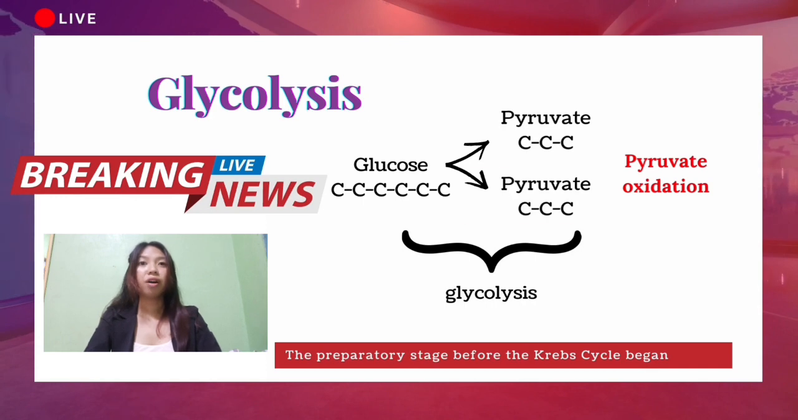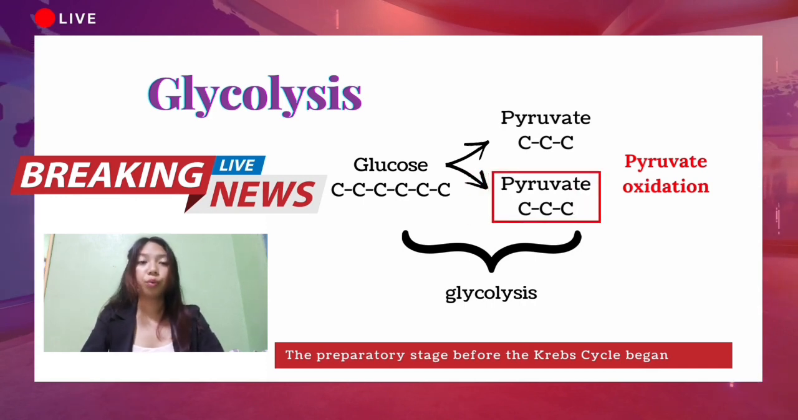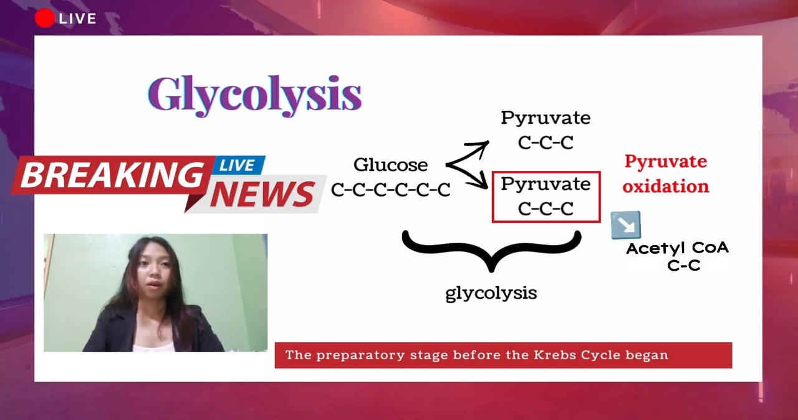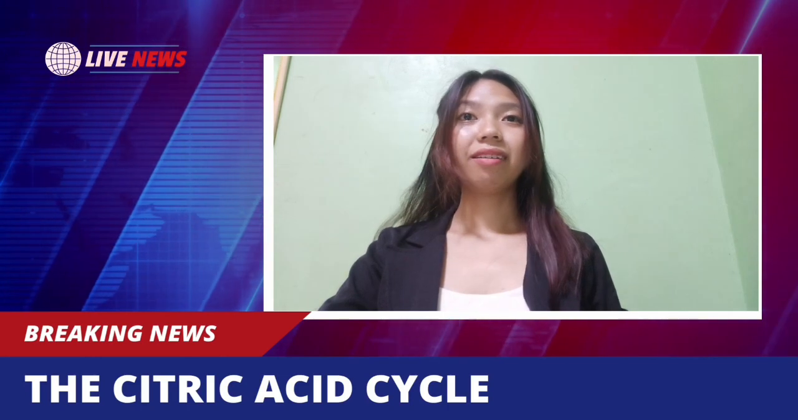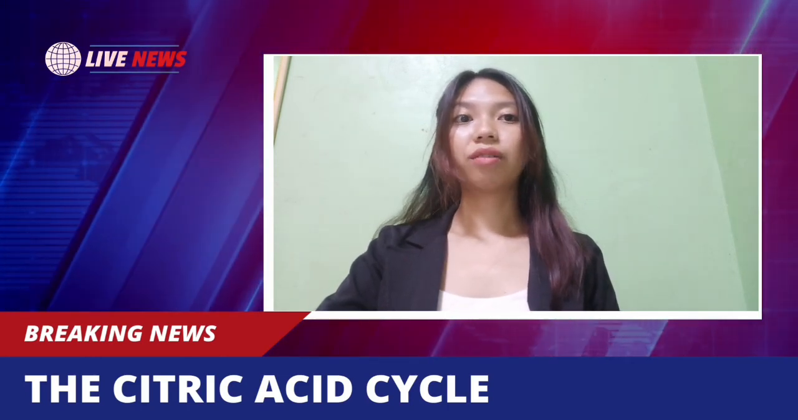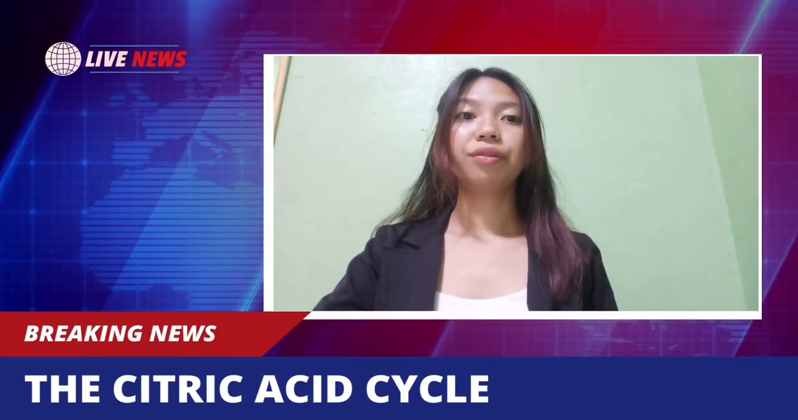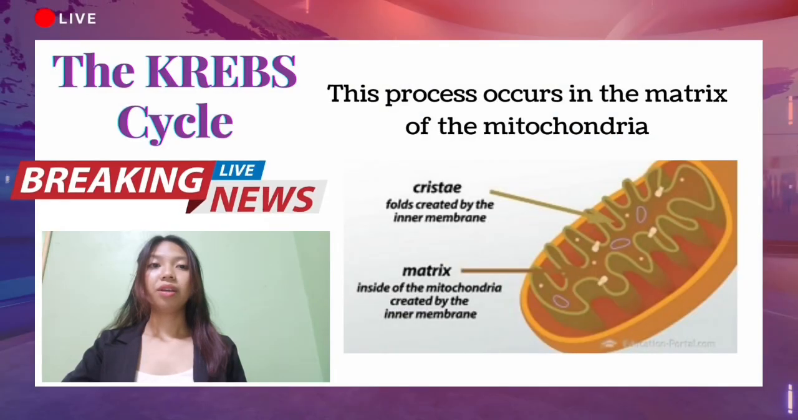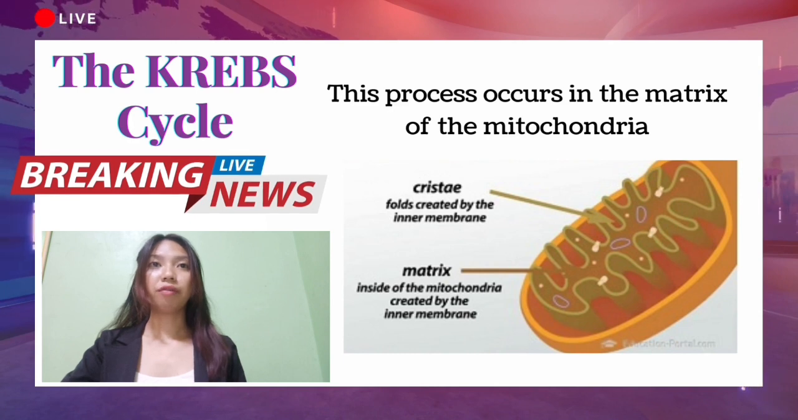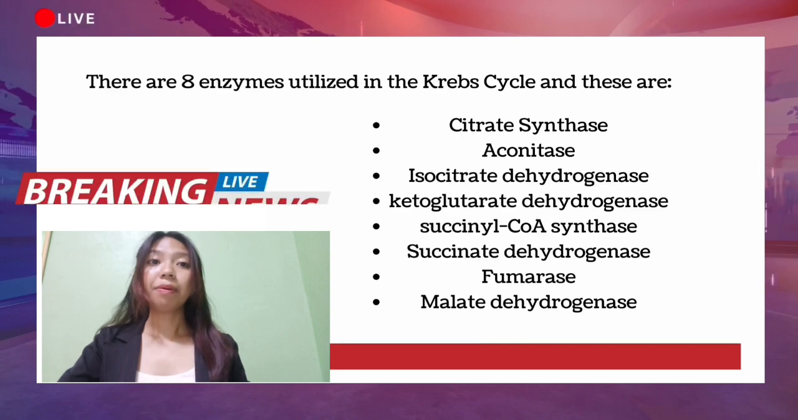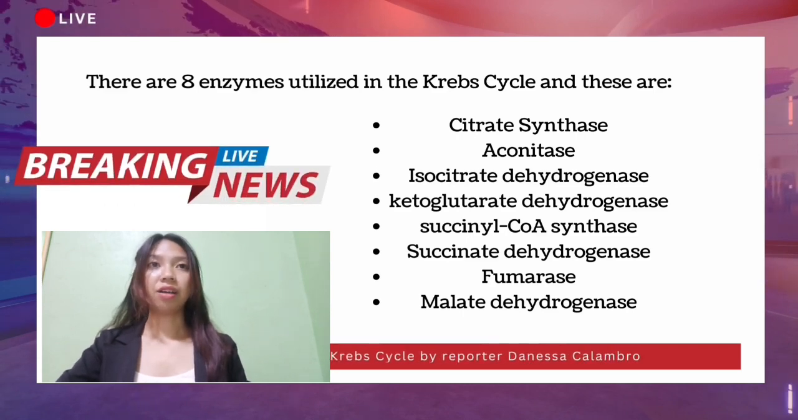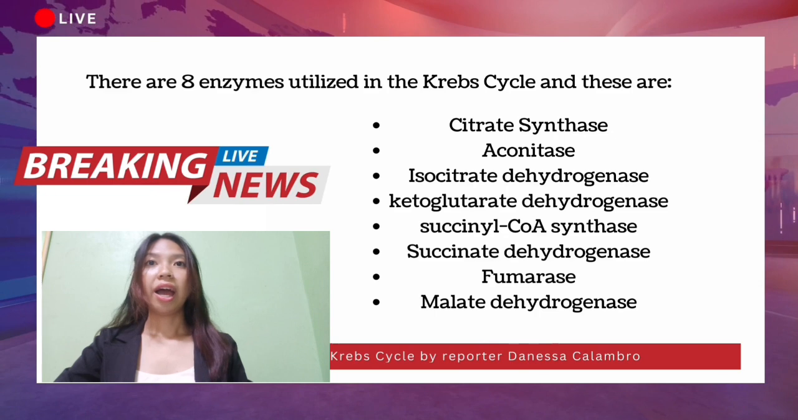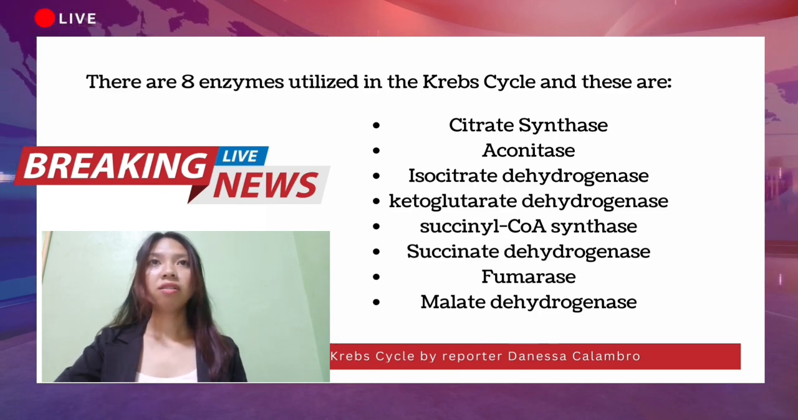It cleaves off one of the carbons, and so now we will have 2 carbons left, which will be the acetyl-CoA. Going back, the citric acid cycle, which is also called the Krebs cycle, was named after the one who discovered it, biochemist Hans Krebs. So this cycle happens in the innermost part of the mitochondria, which is the matrix. Everything that happens in this cycle is an enzyme-catalyzed reaction. So there are enzymes that we will encounter later on.